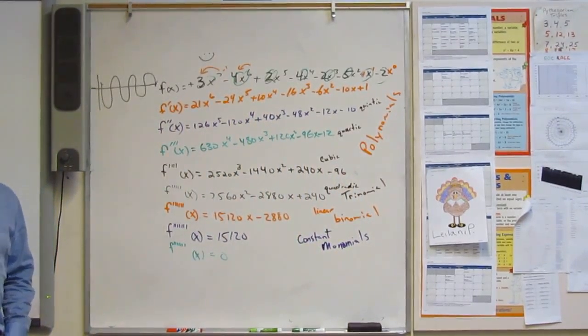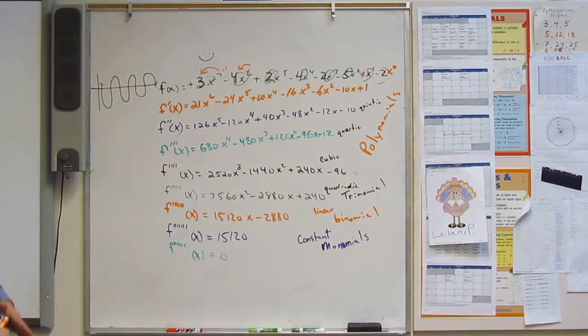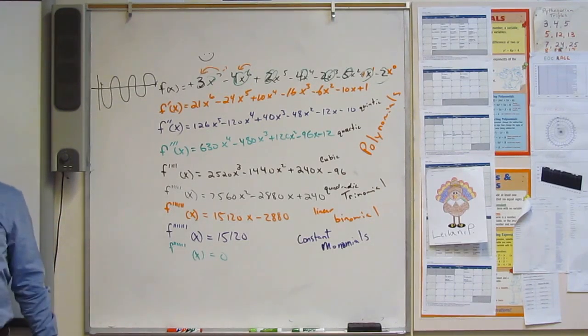It's a lucky septic. And a 7th degree polynomial has how many possible humps? 6. Yes. So one less than the degree. Always one less than the degree, right?